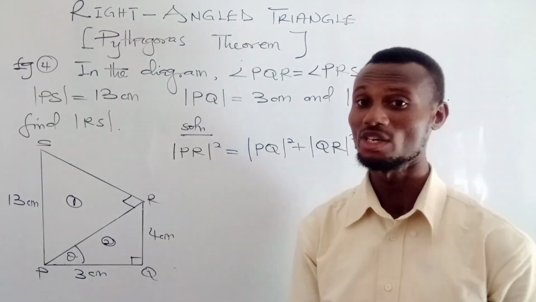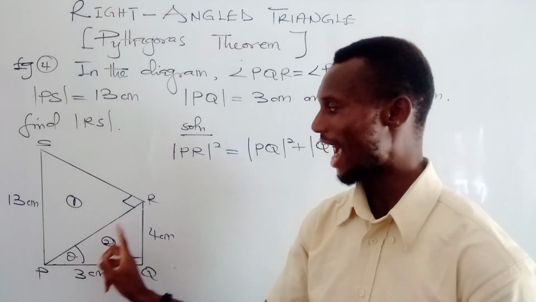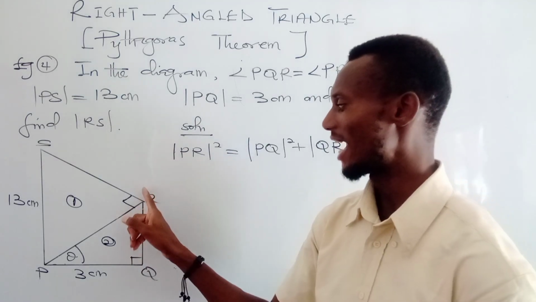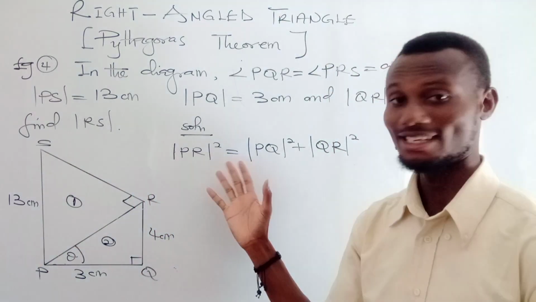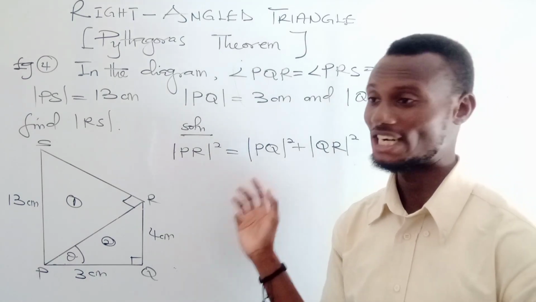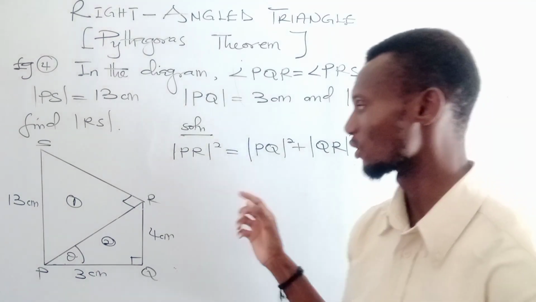I've explained to you that we need to find PR before we can find the RS that the question is asking us to find. So with this, let's input our values given, then we'll solve for PR. Okay, so let's go ahead.